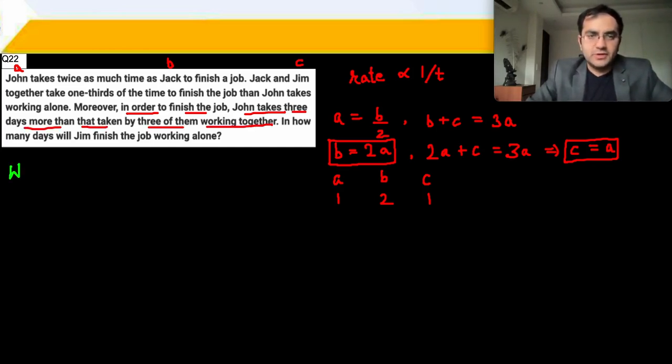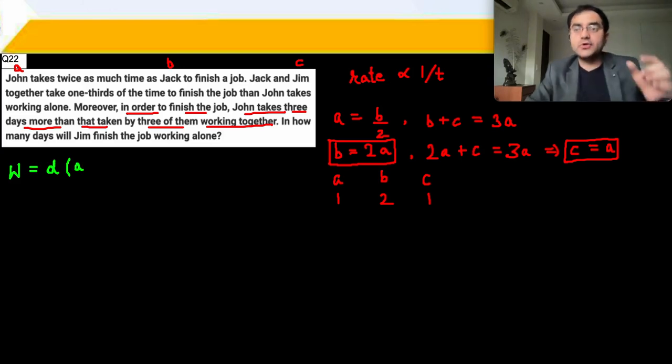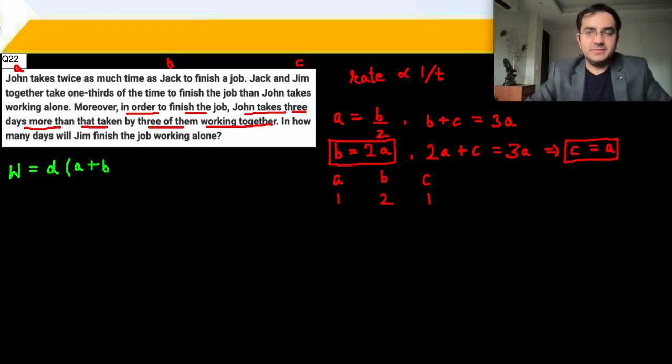All working together. Okay, so work done. Time taken by them together is D, and they are working together, so in 1 day work done is A plus B plus C. Okay, and John takes 3 days more, that is D plus 3. John is A. You have to find out days taken by Jim to finish the job alone. Jim is W upon C. Time taken is W, work done upon rate of work C. Solve and get the answer.